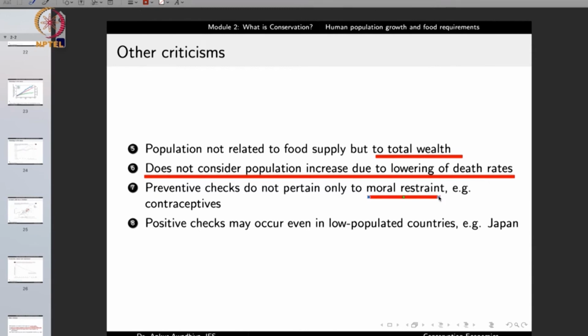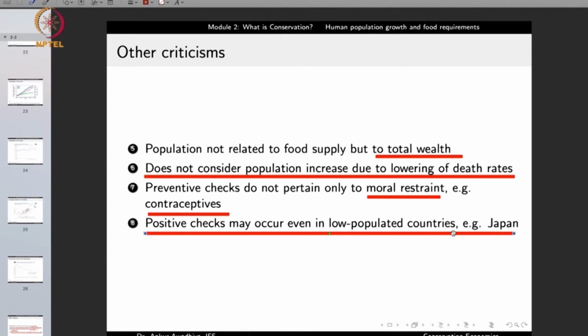But these days, we also have access to contraceptives. So, this is again something that the Malthusian theory does not consider. Another criticism is that the positive checks may occur even in low populated countries.